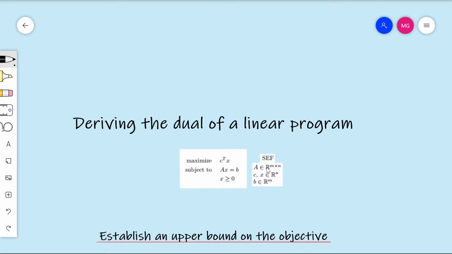We also assume that the rows of A are linearly independent, because otherwise there'd be some sort of redundancy, and if there was a redundancy, we could have just gotten rid of it in the first place. So we might as well assume that the rows of A are linearly independent vectors.